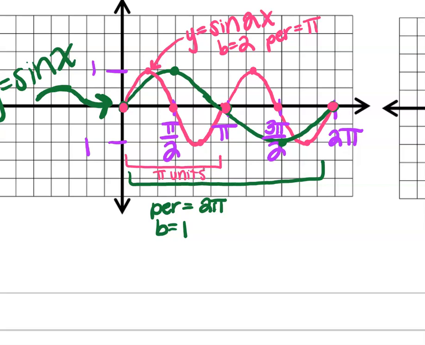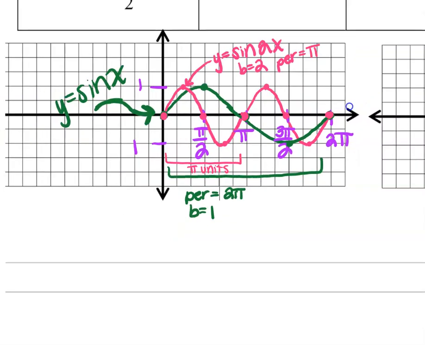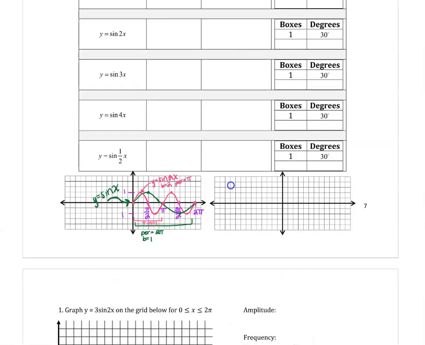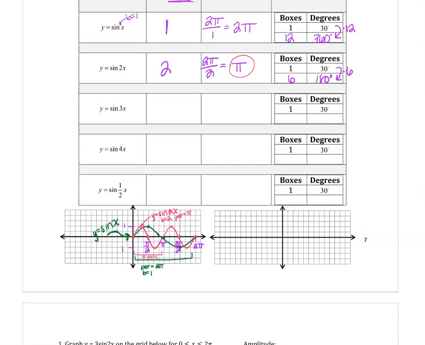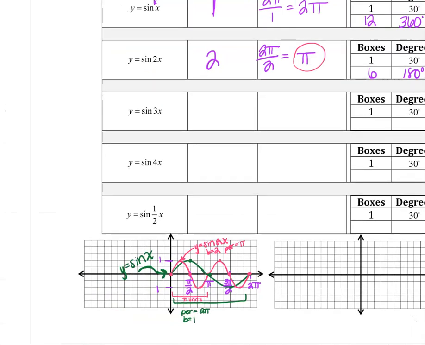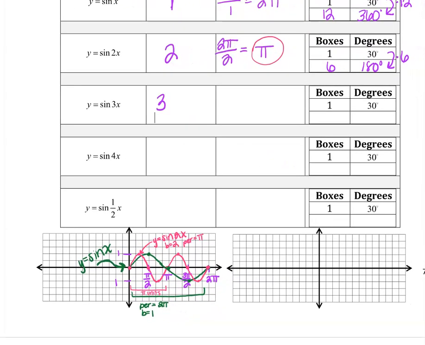All right, so you'll see it got shrunk up a little bit. You can fit more sine curves into pi units. All right, let's go to the next guy. Now I've changed the frequency to 3. So that means the period is 2 pi over 3, which is not super obvious what that would be.